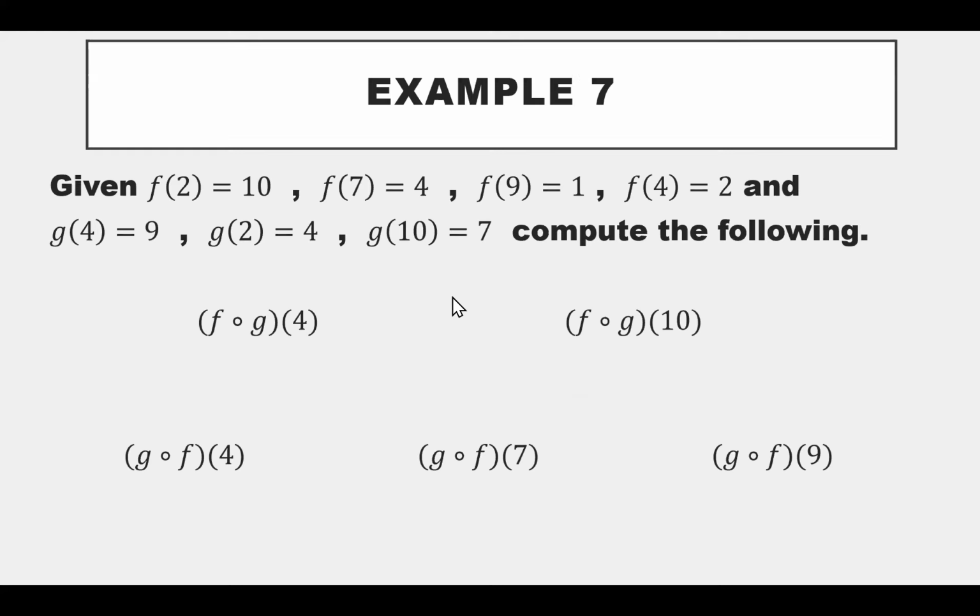Let's do this example. There's a lot of different compositions that we are asked to do. So there's a lot of input values that it's giving us, both for my function f and for my function g. It's giving me lots and lots of input values and lots of output values so that I can trace through what's going on here. So let's go ahead and do this example.